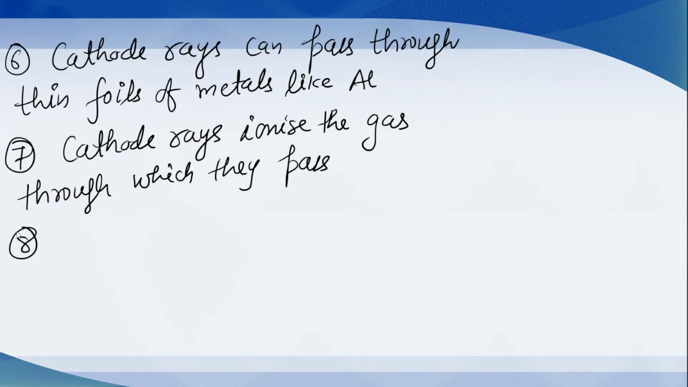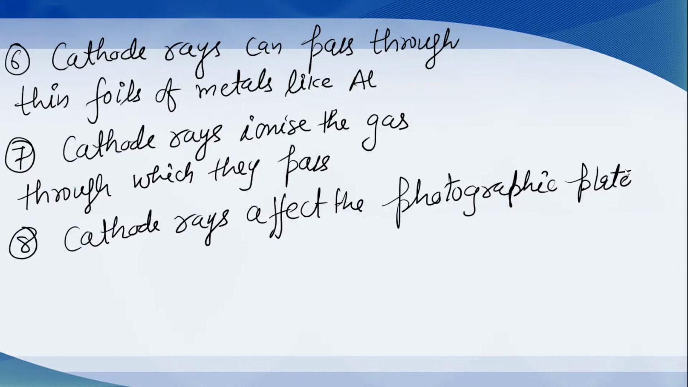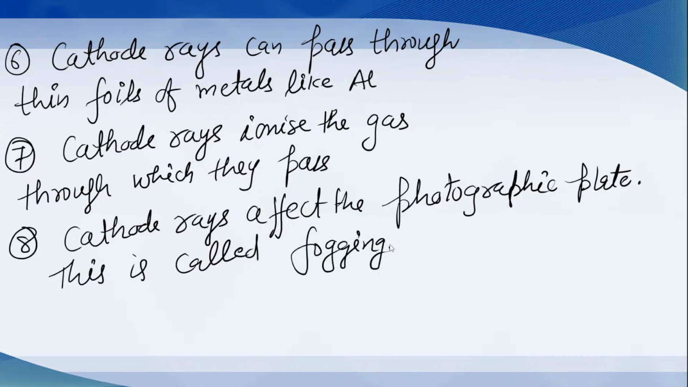Then cathode rays affect the photographic plate. Cathode rays affect the photographic plate, and this is called fogging. Then we come to the fluorescence part.